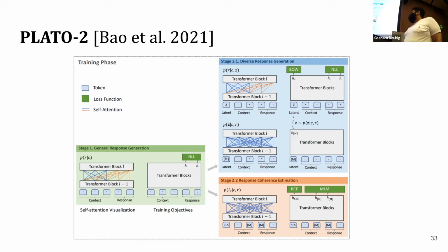So they first train just general response generation, and then they train diverse response generation, where there's a latent vector that tells it what the generated response should be. And then they also train a response coherence model where you have the context and you have the response, and the objective is to determine whether the response actually does match the context.